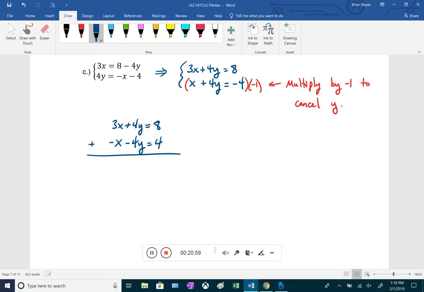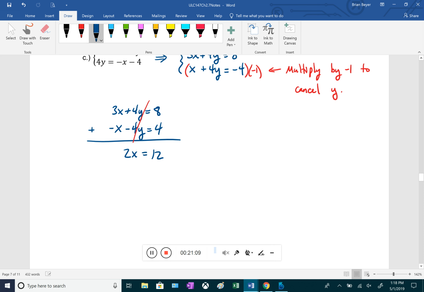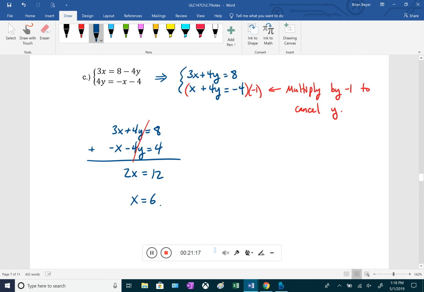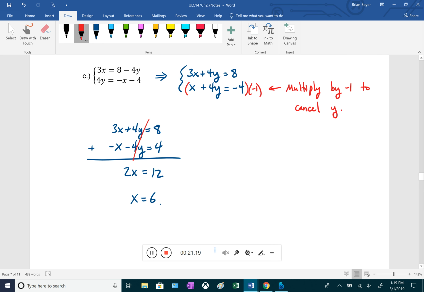And now we're going to add down the columns. We know that the y's are going to cancel, 4 minus 4. 3x minus x gives us 2x. 8 plus 4 gives us 12. So we get 2x equals 12. Divide both sides by 2. We get x equals 6. Okay, so now we're going to take that and plug this back into one of the originals to find y.